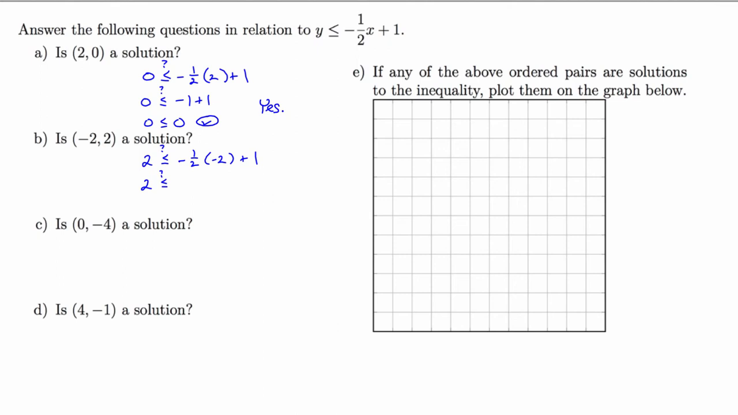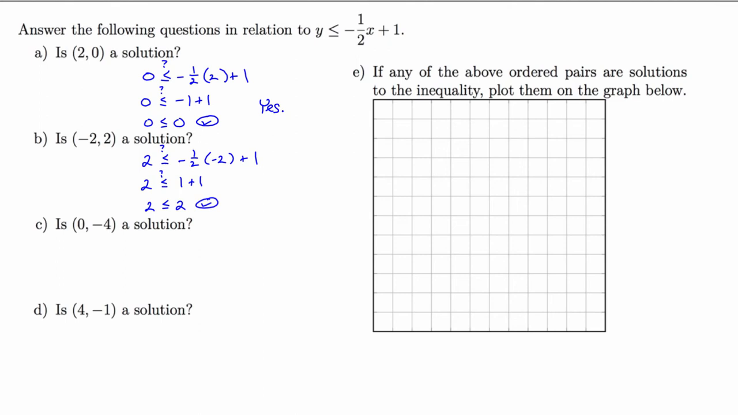On the right side of the inequality, negative 1/2 times negative 2 is a positive 1, and 1 plus 1 is 2. And so we're trying to figure out, is 2 less than or equal to 2? Again, that does check out. Part C is (0, -4).